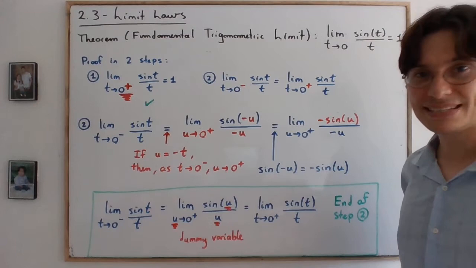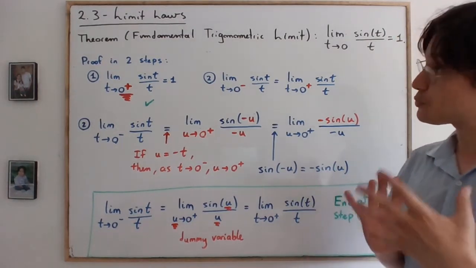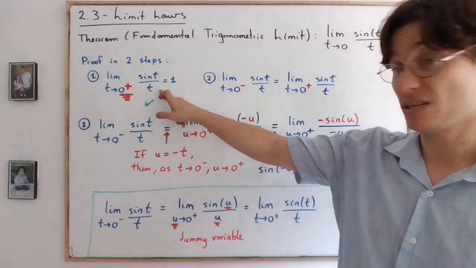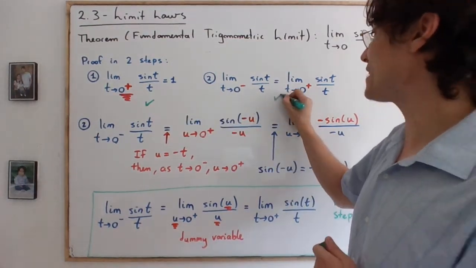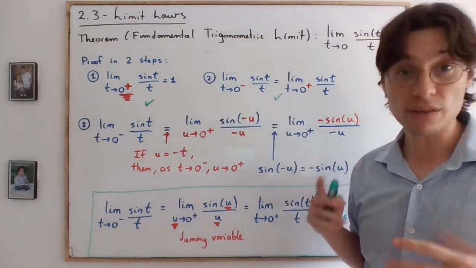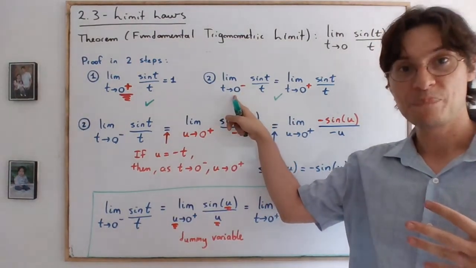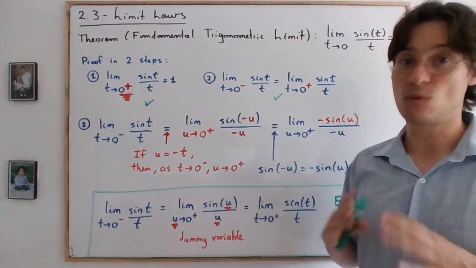There you go. This is the end of the proof. So just to recap what we have done, we proved that the limit from above is 1. And then we proved that the limit from below is equal to the limit from above. So in other words, the limit from below is also 1, making the overall limit 1.